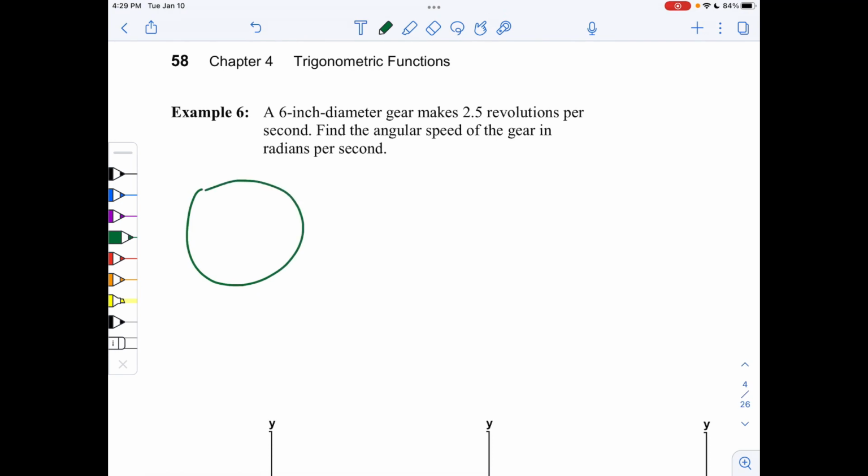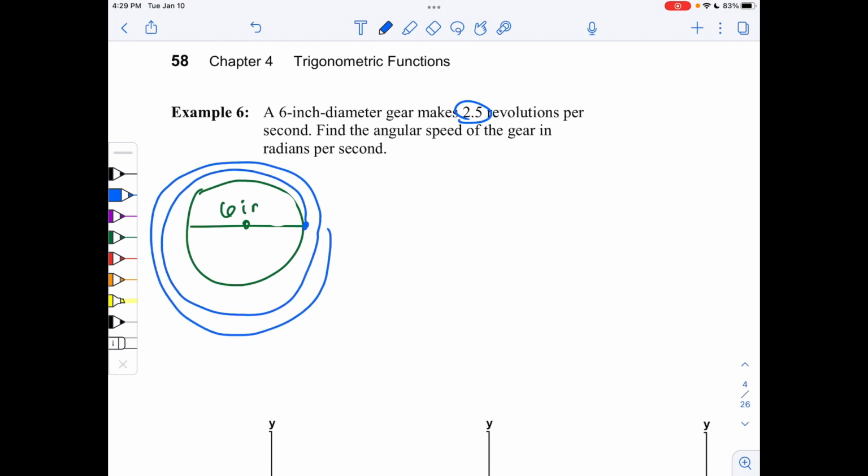If you've got a 6-inch diameter gear that makes 2.5 revolutions per second. So starting here, I know this is 1 revolution, 2 revolutions, and then a 3rd revolution, right? So 2.5 revolutions around the circle per second. So here's what that means.